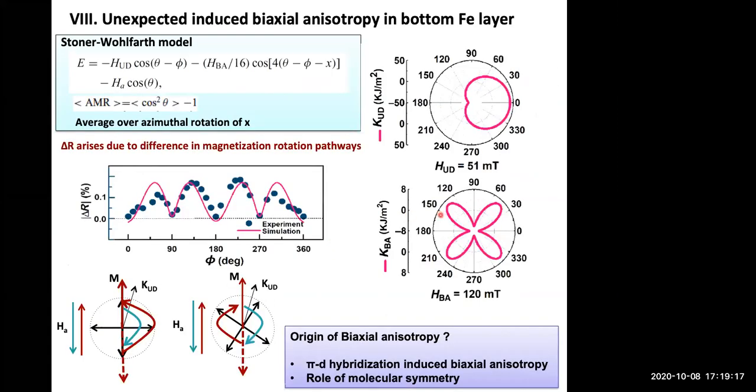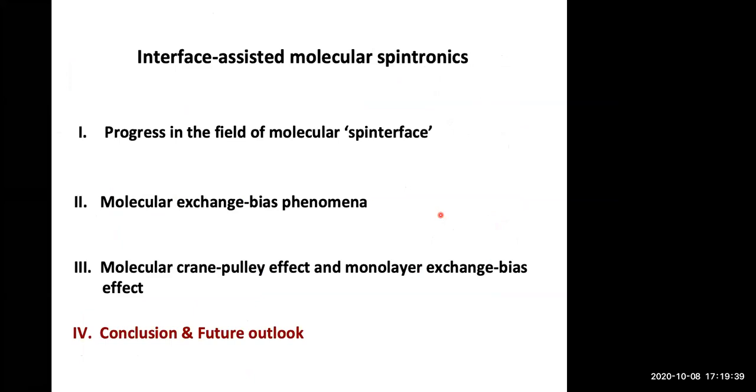And does that mean that if you have a molecule which has different molecular symmetry, then they can induce different kinds of anisotropies? So that is an open question that I thought I would leave this discussion with as an open debate. It will be an interesting thing to follow up and look at interactions in these systems. So with this, I would like to conclude.